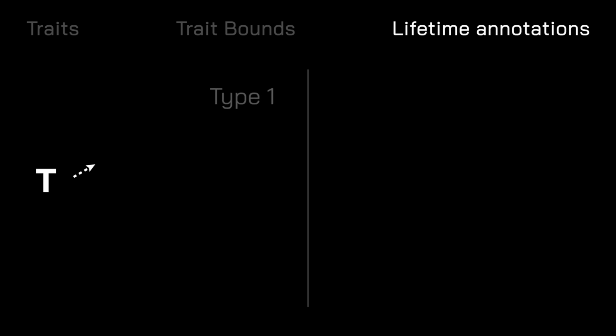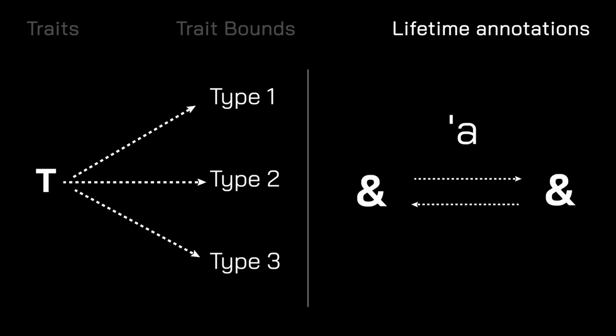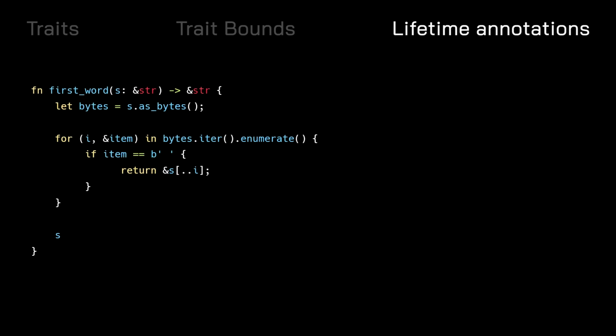Unlike type generics, which allow us to write code that can work with multiple concrete types, generic lifetime annotations are primarily used to express relationships between the lifetimes of references, which help the compiler ensure references remain valid while being used. Let's say we have a function that accepts a string slice as input and returns the first word in the slice. The compiler actually expands the function signature to this.